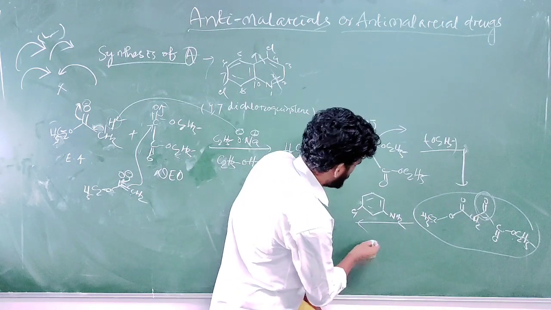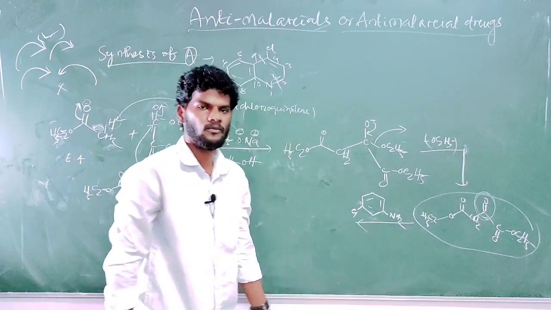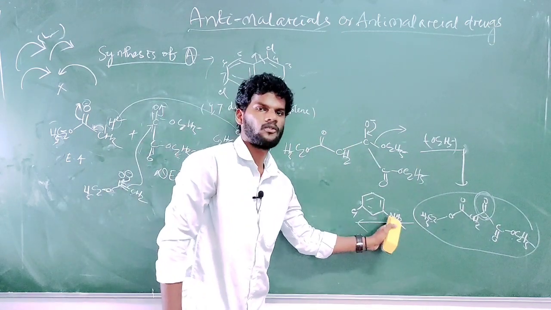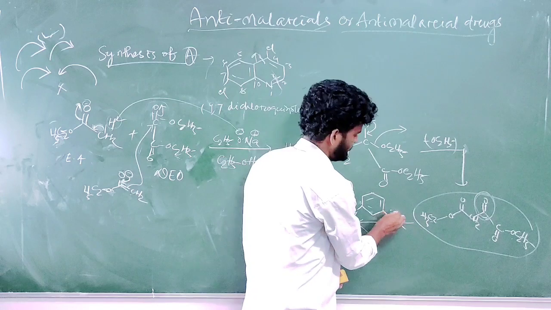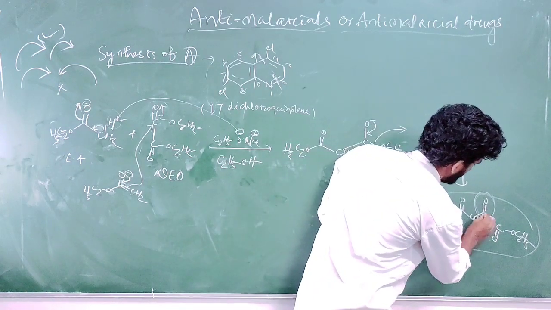So here is the nucleophile. What is the nucleophile? This is an electrophilic carbon, so you have to choose what is the nucleophile. The NH2 lone pair, nitrogen lone pair, is the nucleophile. Okay, so the nitrogen lone pair will attach to this carbonyl group.